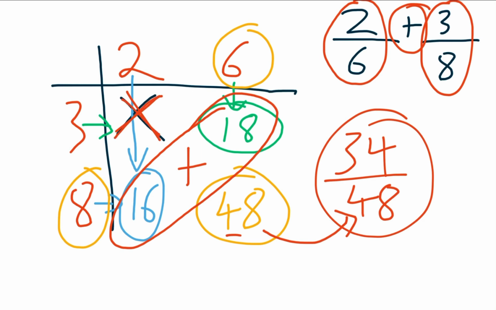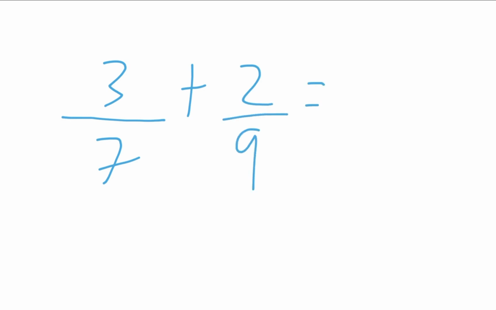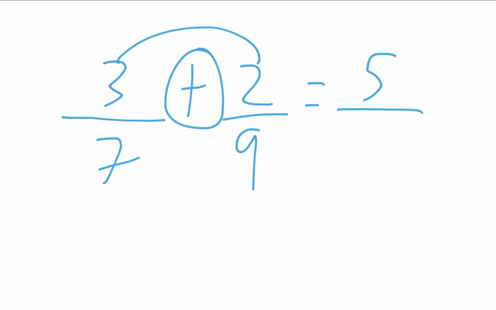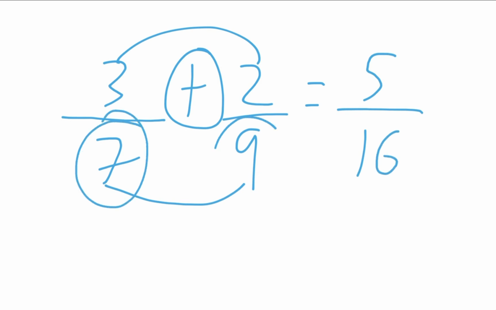The most common misconceptions that happen in questions with addition and subtraction are the following. With 3 over 7 plus 2 over 9, students assume with the plus that 3 plus 2 is equal to 5 and 7 plus 9 equal to 16. You've got to avoid this mistake if the denominators are different.